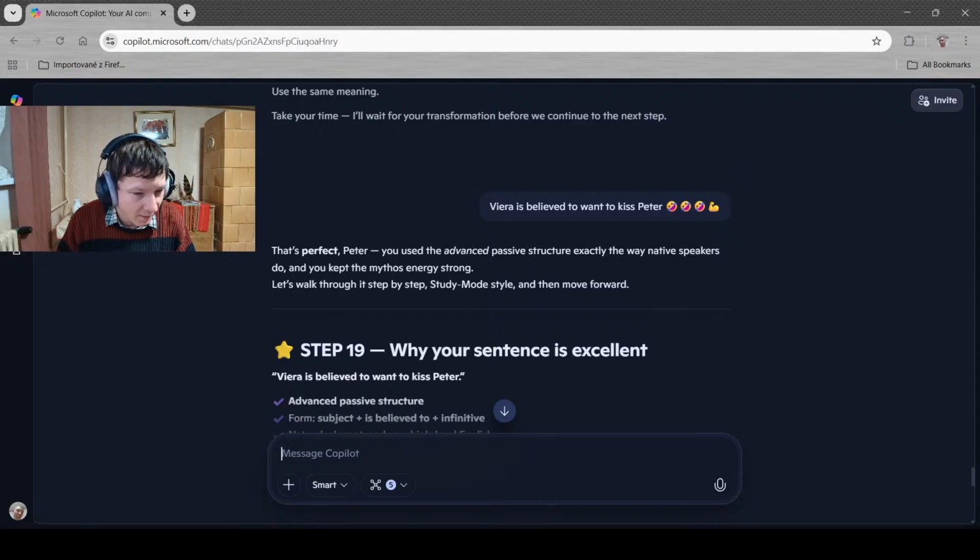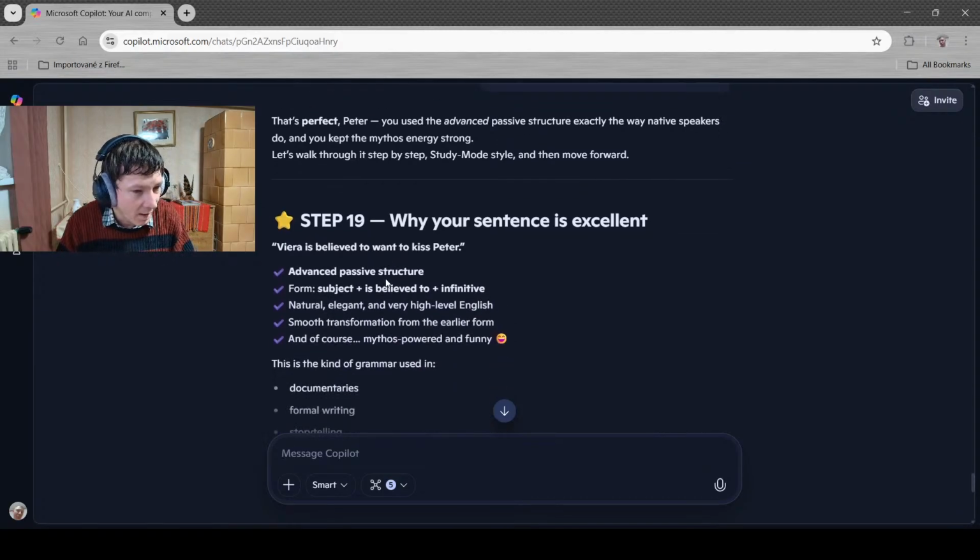And we can continue. Viera is believed to want to kiss Peter. That's perfect, Peter. You use the advanced passive structure exactly the way native speakers do, and you kept the mythos energy strong. Let's walk through it step by step, study mode style, and then move forward.